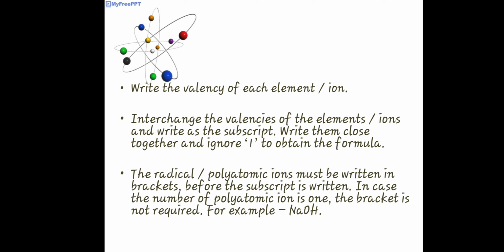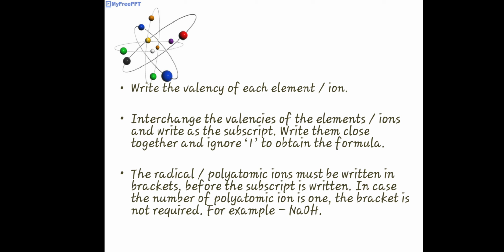I have a summarization picture here. This will be your basis for you to easily know the valency number of a certain element. Next, we interchange the valencies of the elements, ions, and write them as the subscript. Write them close together and ignore the one to obtain the formula. In writing the valency of each element, there is a word here: interchange.